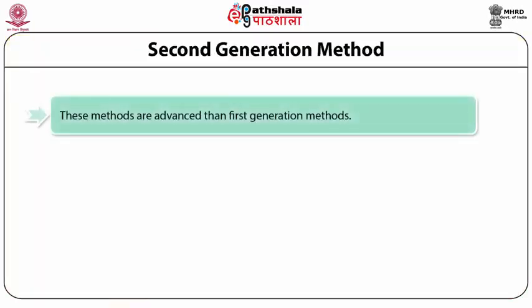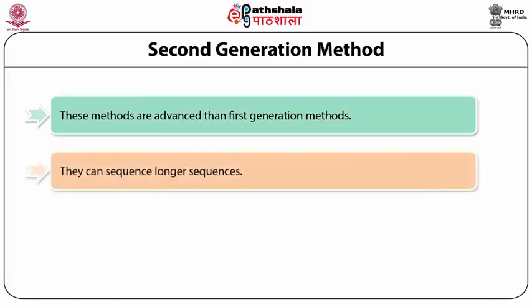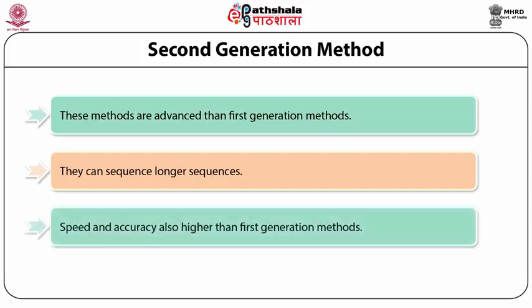Second generation methods. So after Sanger's dideoxy chain termination method and the Maxam and Gilbert method were given, people wanted methods which are quicker, more accurate and less costly. So that gave rise to the concept of second generation methods of DNA sequencing, and these methods can be used for longer sequences. They are less time taking, and they are more accurate as compared to the first generation methods.